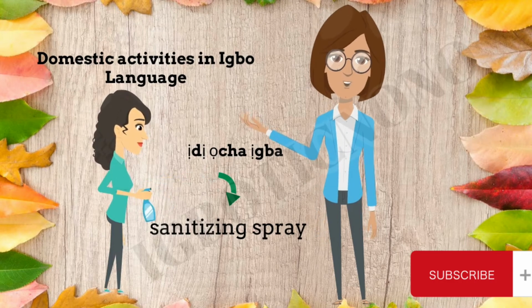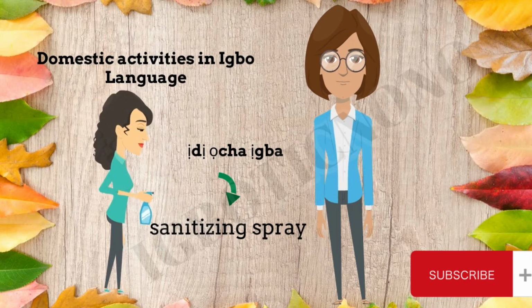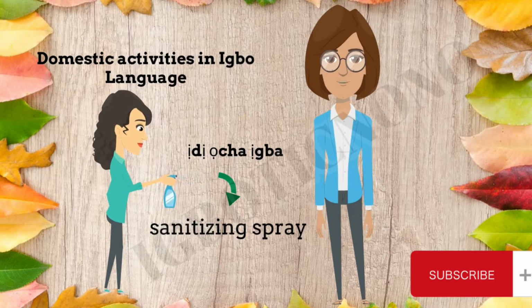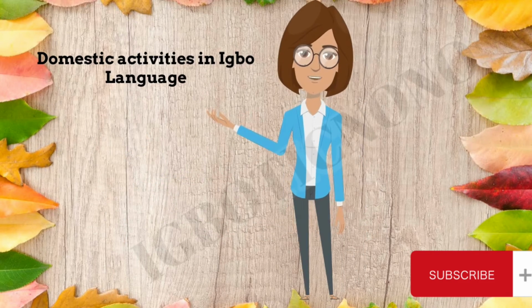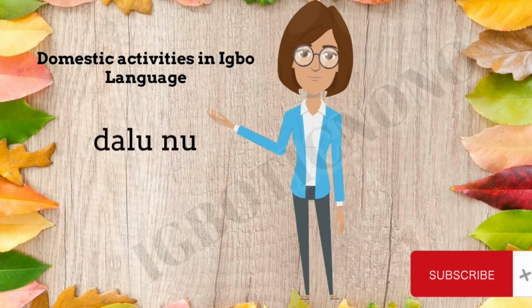You can remember the time of Corona. All the things you're doing in your house is sanitization, right? So what you're doing in Igbo is idi ocha igba. You are sanitizing your home. You are cleaning out your home.